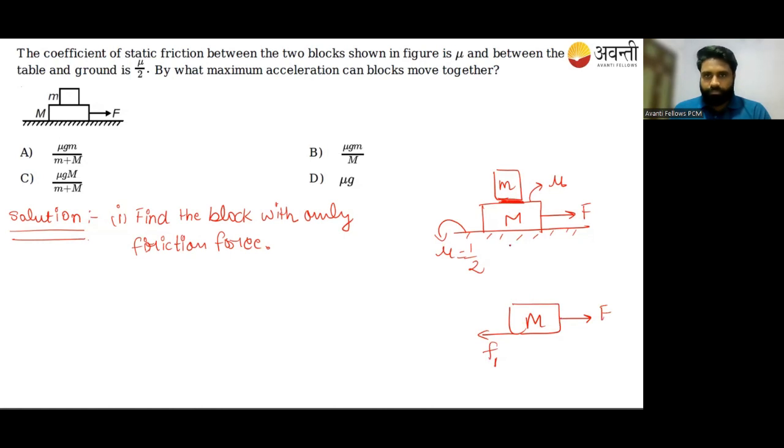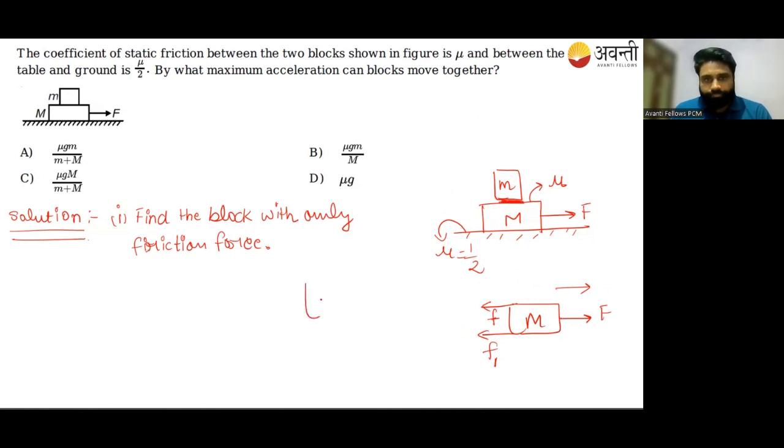Now, this is moving in this direction. So this block of mass m, small m, would try to keep it at this place. So it applies a backward pull by this friction. So a friction F also acts. This is provided by this small m.